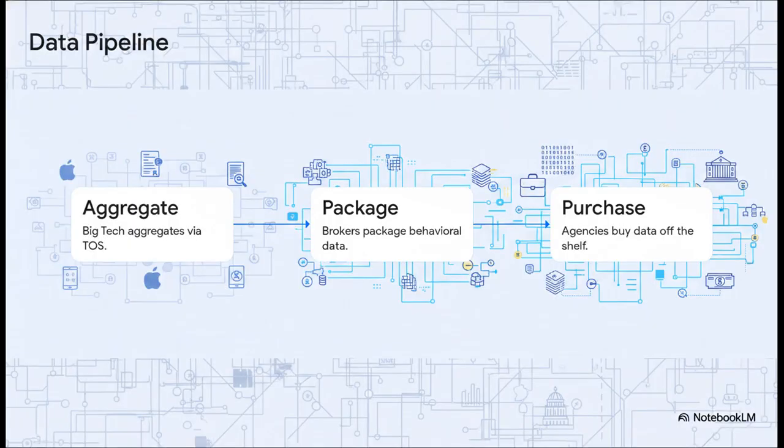This whole loophole works in three super simple steps. Step 1. Big tech legally aggregates your data using those massive terms of service agreements we all just blindly click accept on. Step 2. Commercial data brokers step in to scrape and package all that behavioral, location, and linguistic data. And Step 3. Public agencies just buy those packages off the shelf. Boom. A perfectly legal, commercially driven extraction pipeline.